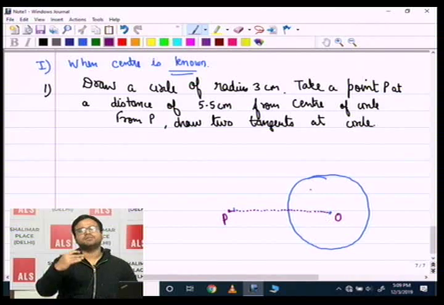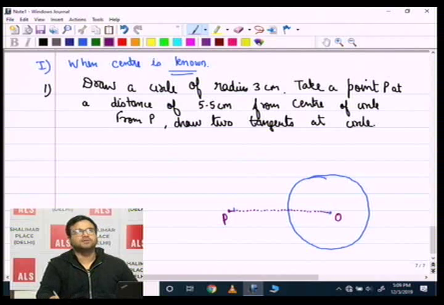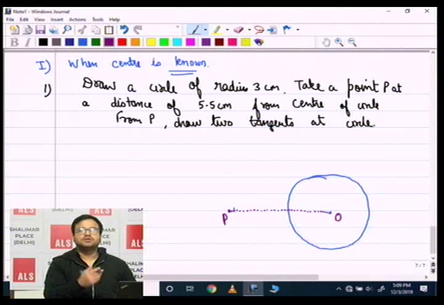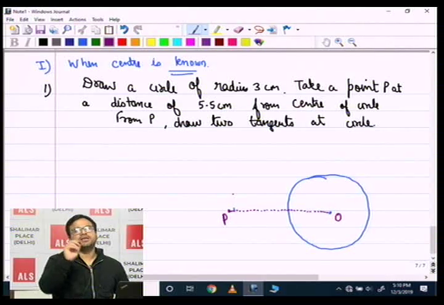Why do we differentiate between dashed and solid lines? Since we are drawing the tangent, if we draw it with a continuous solid line, it looks different from the other one. So it is easy to identify which one is the final diagram and which one we have used to draw it. That's why we are drawing it with the dashed line. So all of you have drawn point P, distance OP is 5.5.